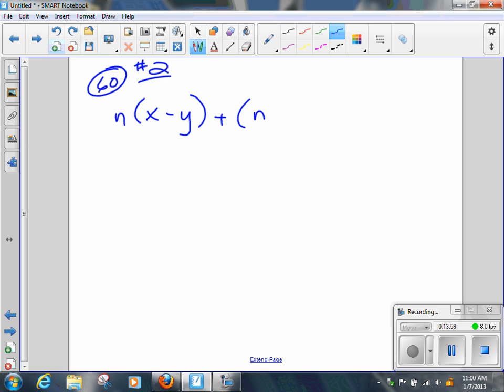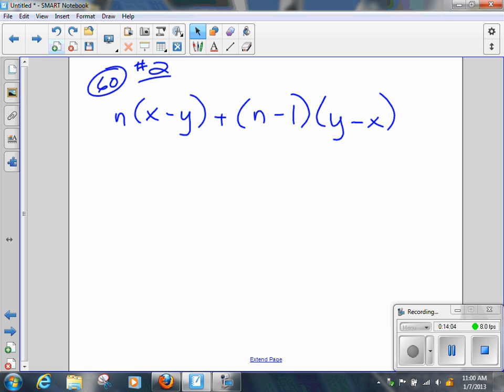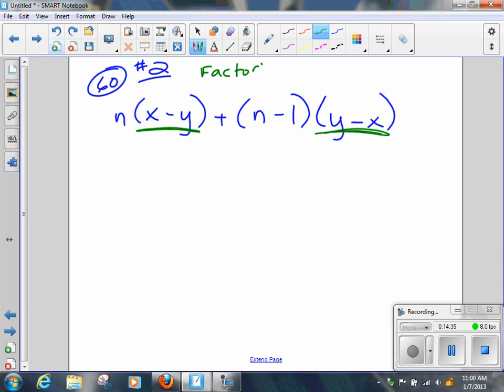And the reason I'm going to show you this, I want you to become familiar with, especially with us getting ready to go into rational expressions, when you factor out negative 1. Does anything look similar up there? The x minus y and y minus x. Don't they look similar? It's the same letters. They're subtracted. How do I make y minus x the same thing as x minus y? By factoring out a negative 1.